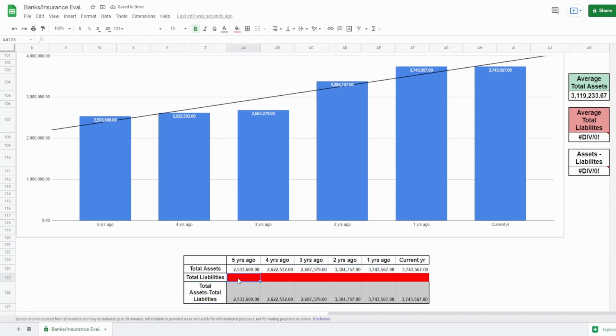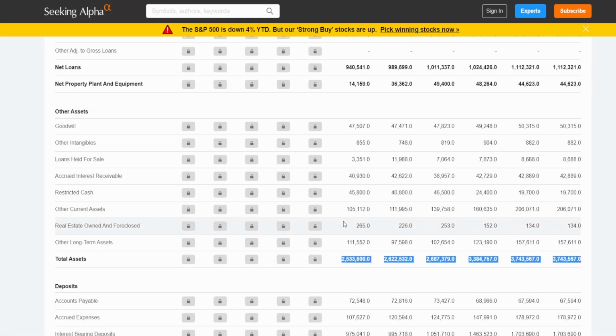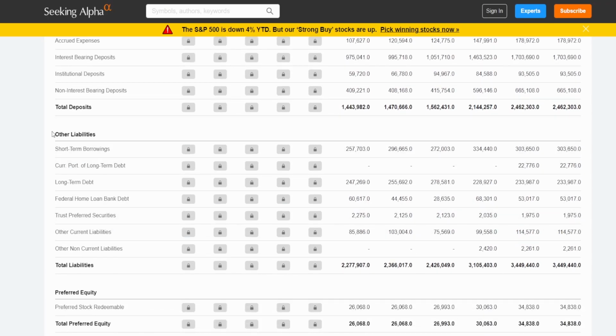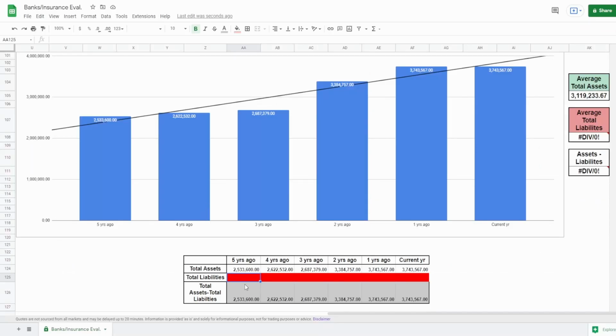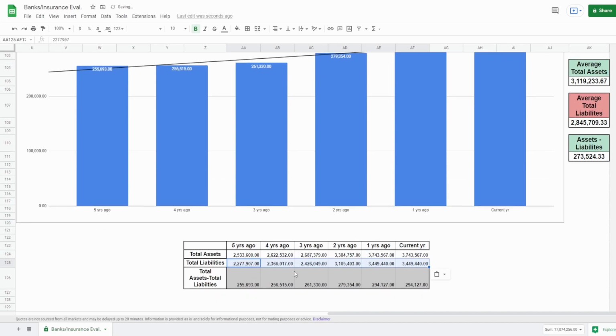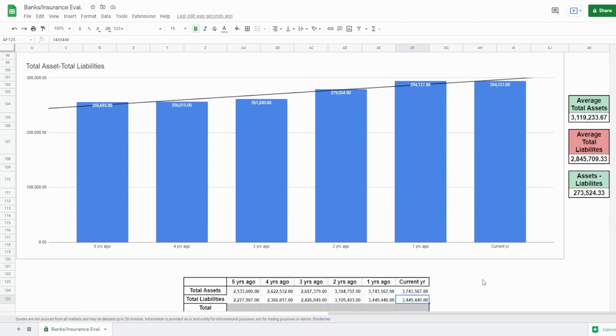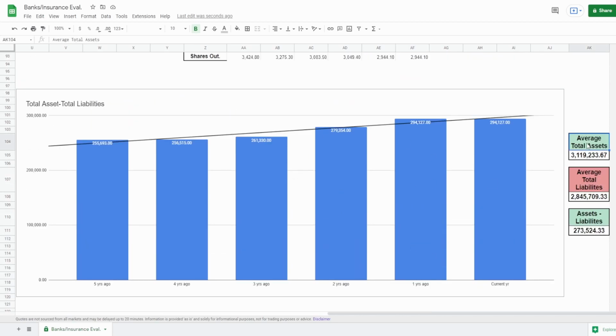Now we're going to take a look at the total liabilities. Come back to Seeking Alpha, scroll down just a little bit more into other liabilities, and we see total liabilities right there. I'm going to copy this just as we did with pretty much everything else. Come back to the calculator, we're going to paste, and that pretty much does it. So this automatically gives us the total assets minus the total liabilities. It is just a simple subtraction with the total assets and total liabilities. As you can see, it populates the graph, and it gives us the average total assets, average total liabilities, and the average assets minus the average liabilities.